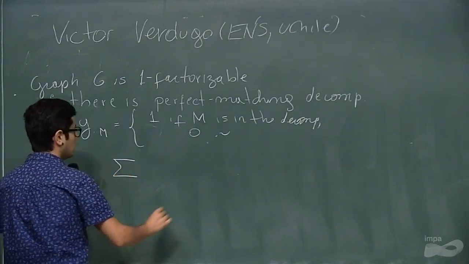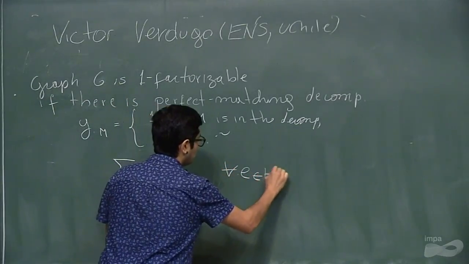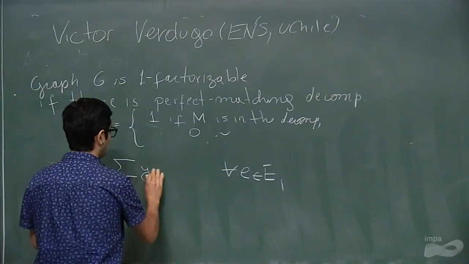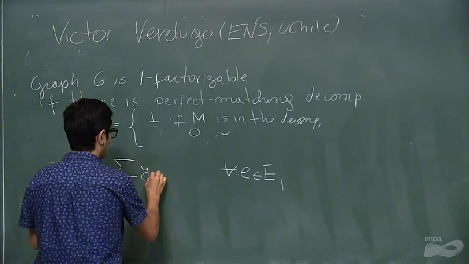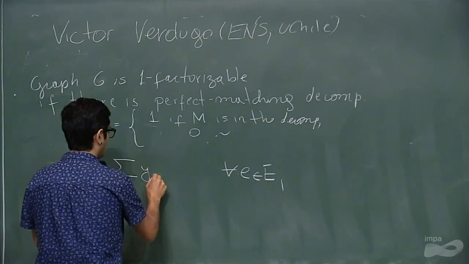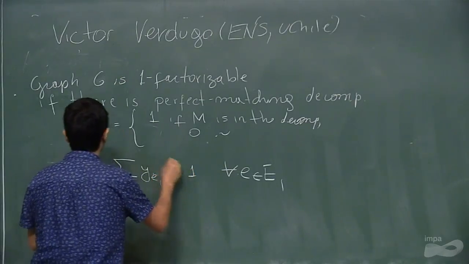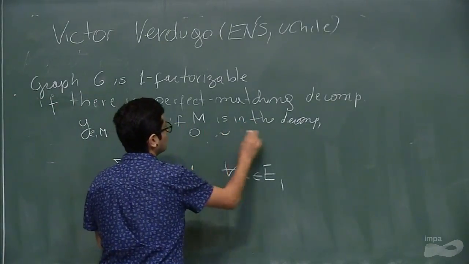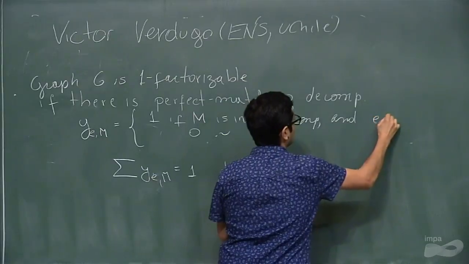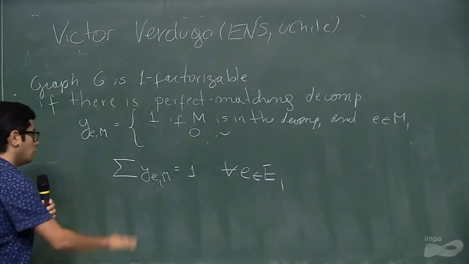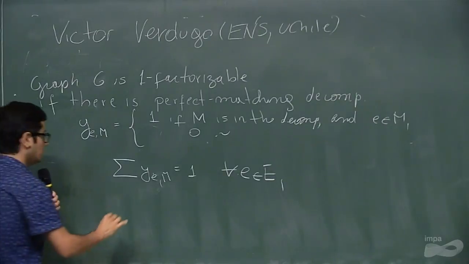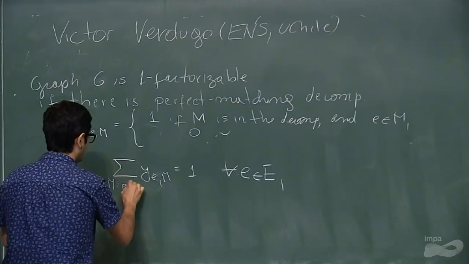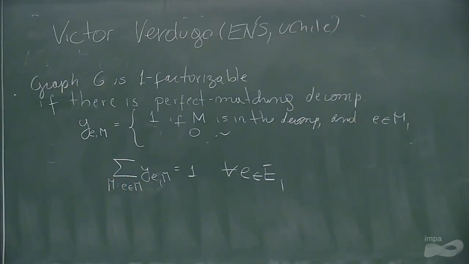I pick every edge in the graph, and it has to be covered, okay? So let me put here the sum of y_M over the matchings M such that the edge is in the matching. And then I want to cover every edge. Okay, this is the whole thing. So this is over M such that the edge is in the matching.